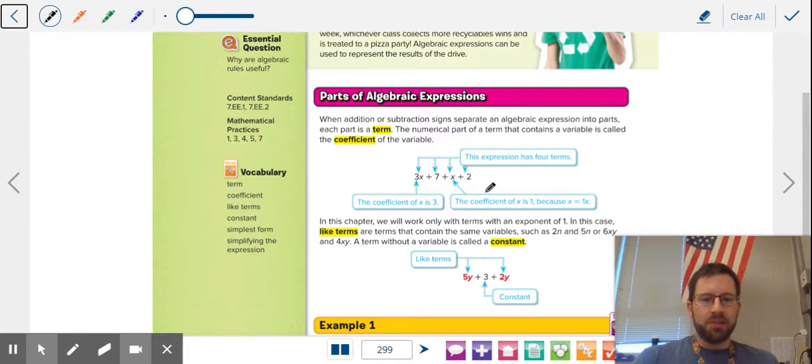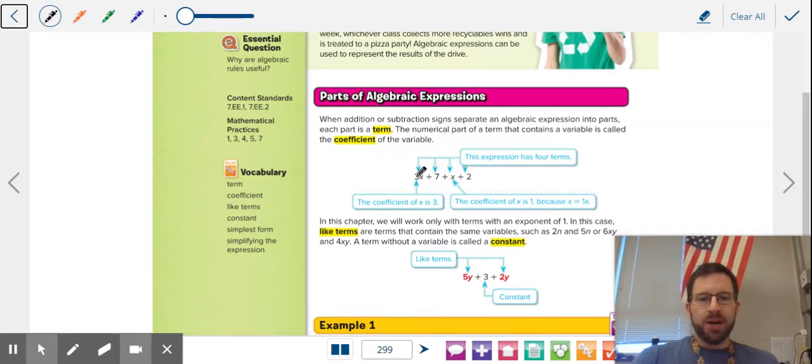Numbers without variables are called constants because they do not vary. By definition, a variable can change. It varies. It changes back and forth depending on what it is. Constants cannot change. 2 is 2 forever and ever and ever. 7 is 7. Same. Does not change.